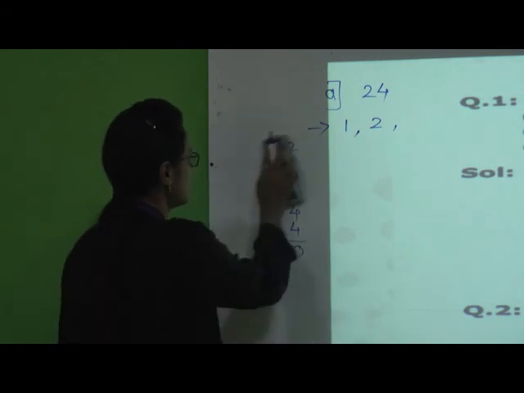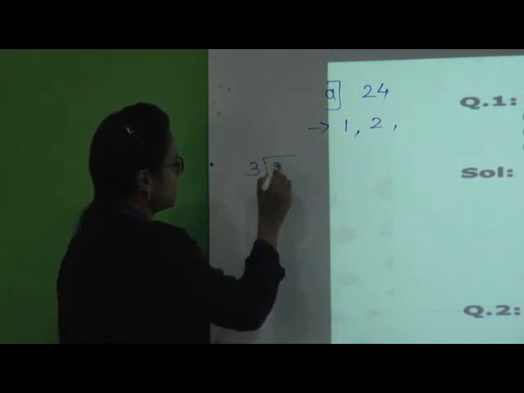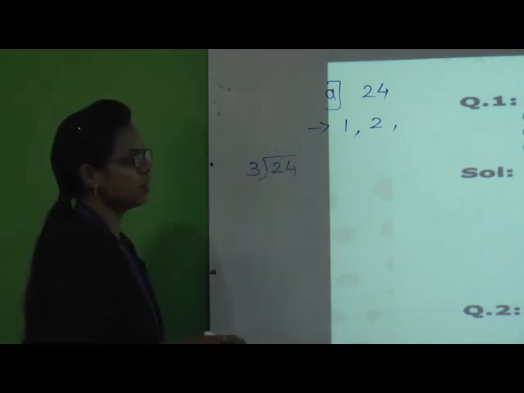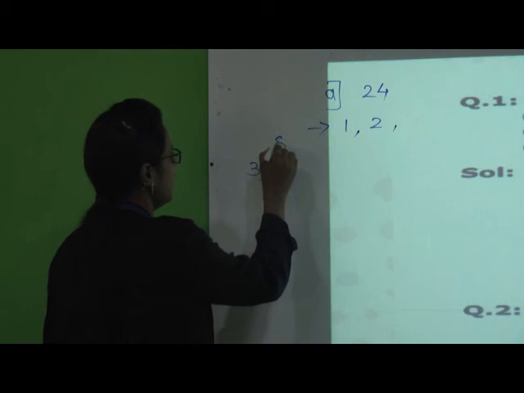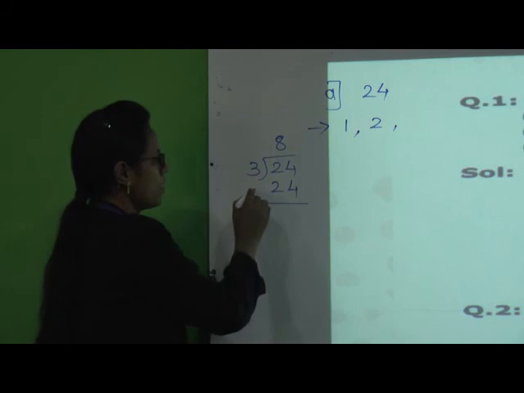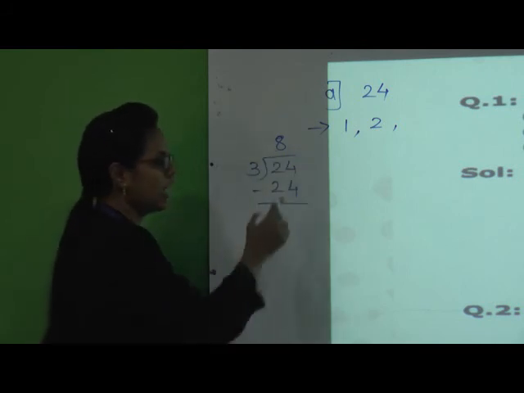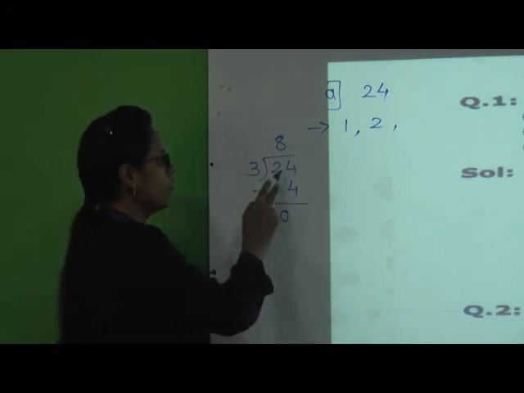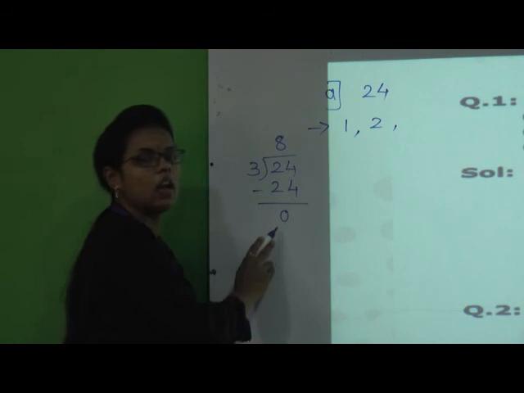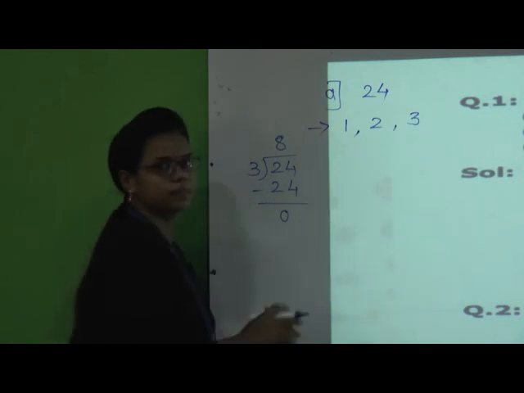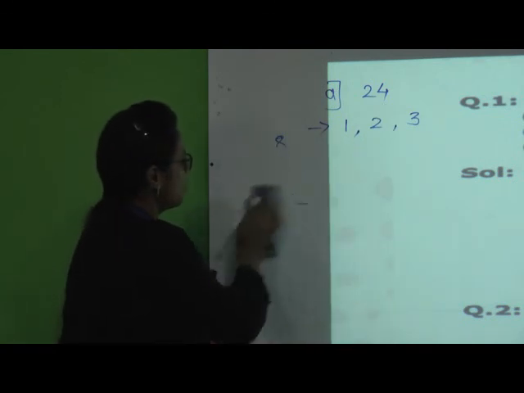Let us see the next. We will divide 24 by 3. So what we will do? We will directly divide. What will come, you tell me, students? 3 8s are 24. Okay. So 3 8s are 24 and 24 minus 24 is 0. So when we divide 24 by 3, we get the remainder 0. So 3 is a factor of 24.